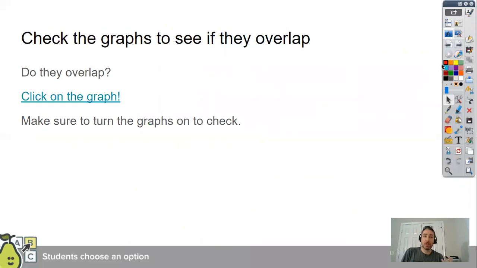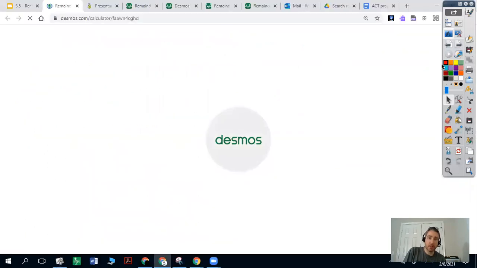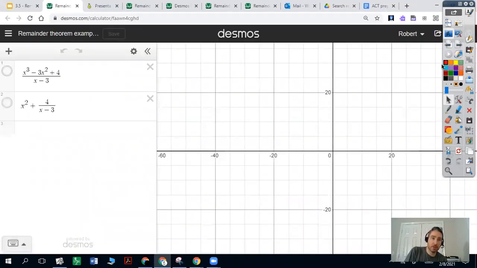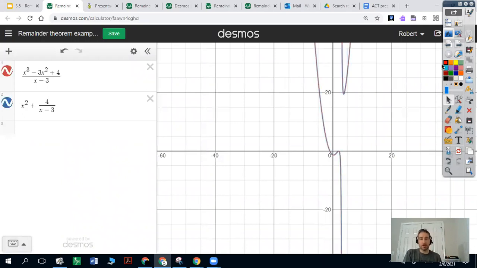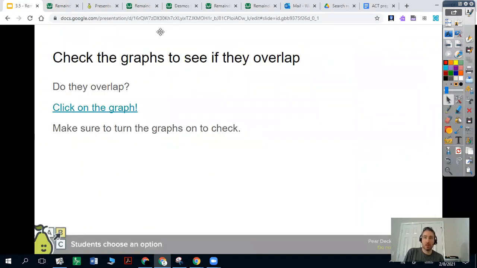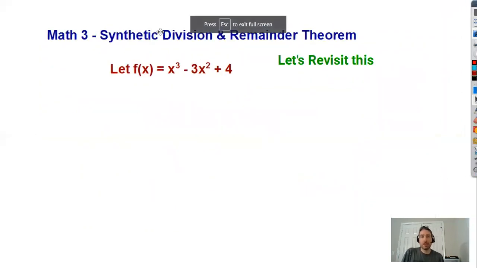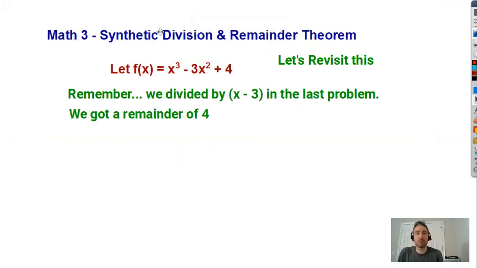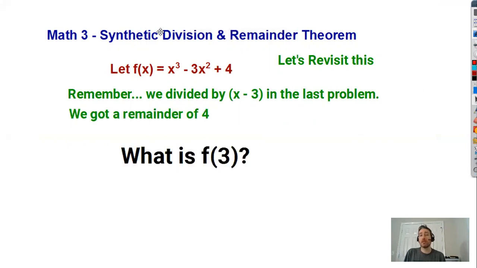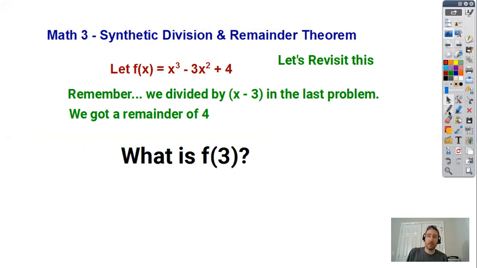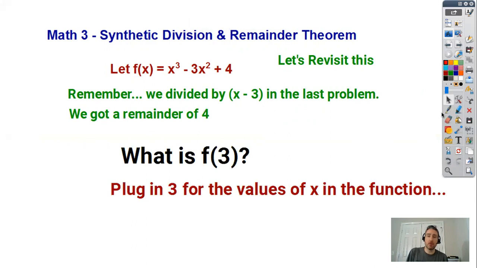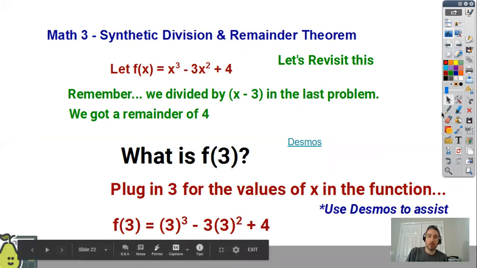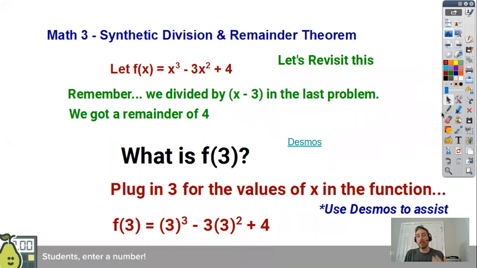And again, remember, you can check it on the graph, making sure that your original division and your answer overlap, which they do in this case. But now let's look at it a different way. Instead of dividing by x minus 3 using synthetic division, just take that 3 and plug it into the function. So what is f of 3? What is 3 cubed minus 3 squared plus 4?